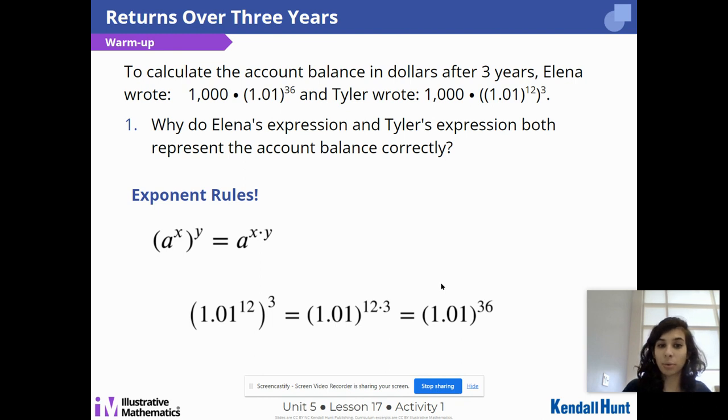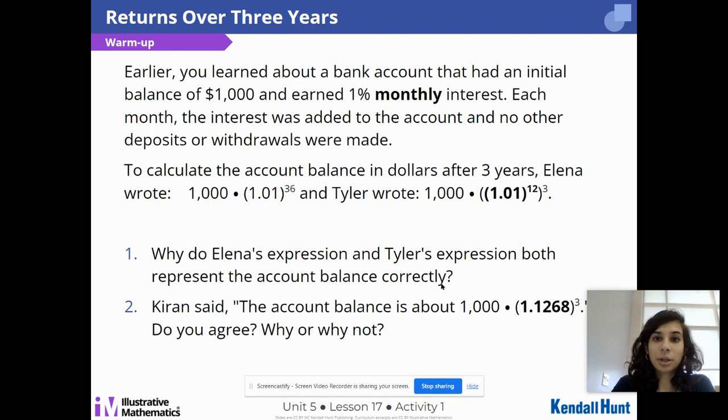So 1.01 to the power of 12, to the power of 3, is the same thing as 1.01 to the power of 12 times 3, which is 36. Those both represent the same account balance because they're just different ways of representing it. We're either saying 36 months, or 12 months 3 times. So 2 ways of representing it: either 36 months total, which is 3 years, since each year is 12 months, or we're saying 12 months 3 times. Those are 2 different ways of representing how many months are in 3 years.